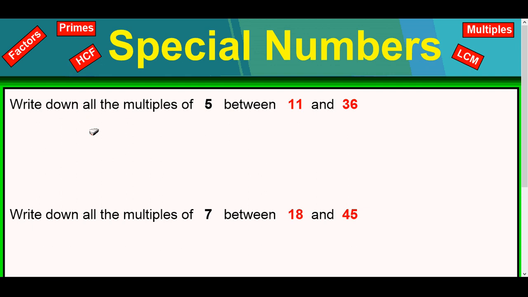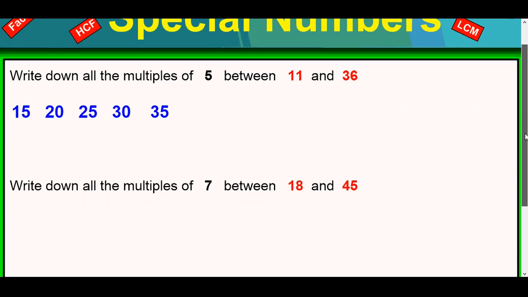Okay, lastly have a look at this idea. So write down all the multiples of 5 between 11 and 36. So you've got to think of the first number between 11 and 36 that divides by 5. And that'll be 15. And then you can go up in 5s, 20, 25, 30, 35. Now don't go past 35 because it's asking for all the multiples between 11 and 36. So if I go to the next one, 40, that's outwith that wee range there.